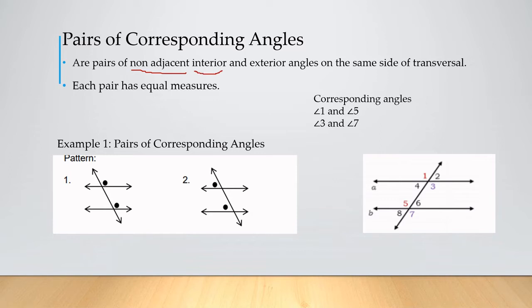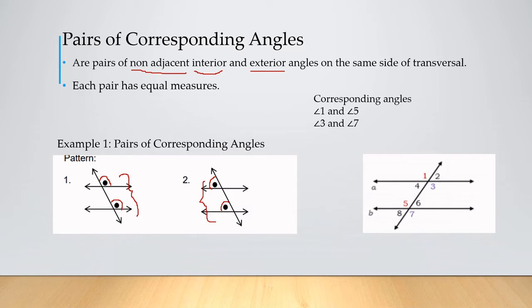Interior, nasa loob. Exterior, nasa labas. On the same side of the transversal. Each pair has equal measures. So, look at the pattern in number 1. We have exterior angle and we have interior angle on the same side of the transversal. The same thing also with number 2. We have exterior angle and interior angle on the same side of a transversal.